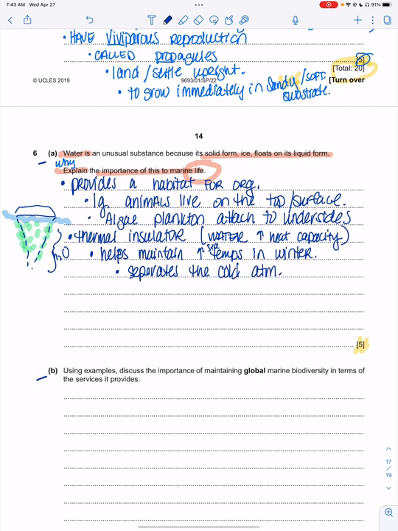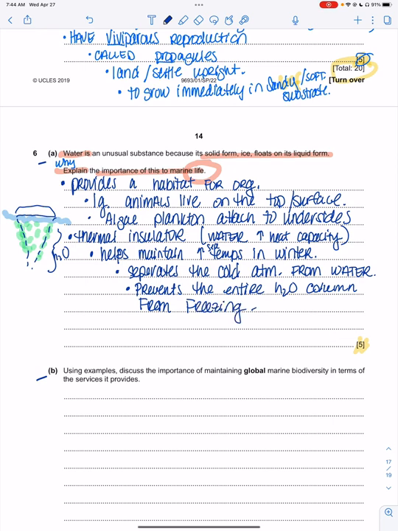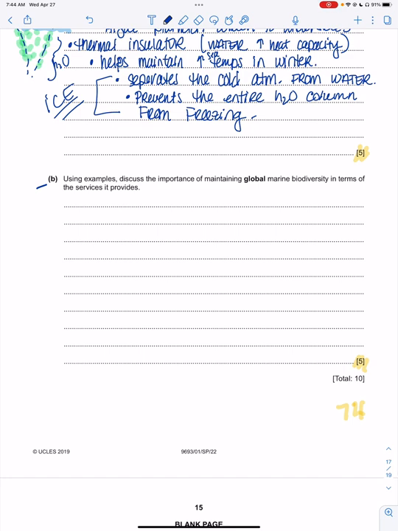Separates the cold atmosphere, ATM. Don't write that on your test. And the water. I think this one is actually referring to the ice itself, but there's a chance I could be wrong. I don't think so, though. Yeah, all right, last one. We did this together.